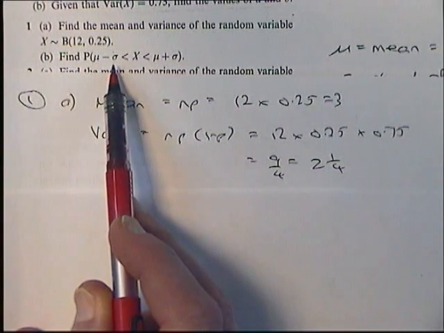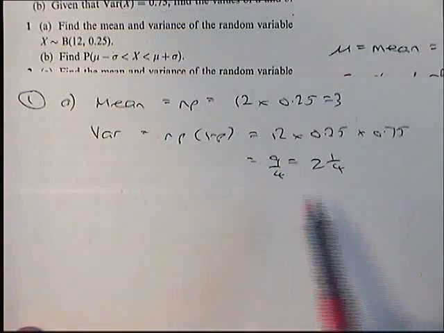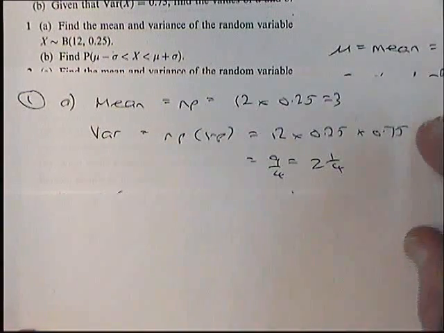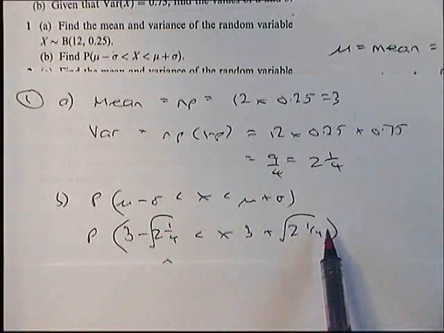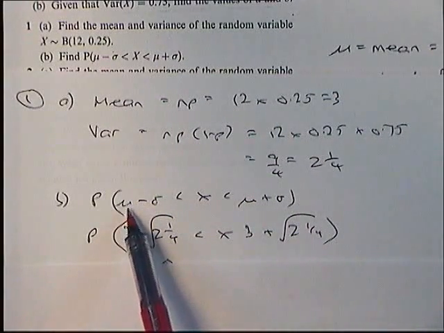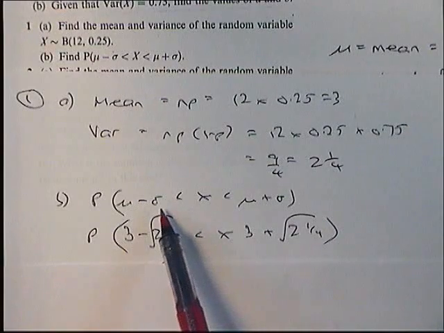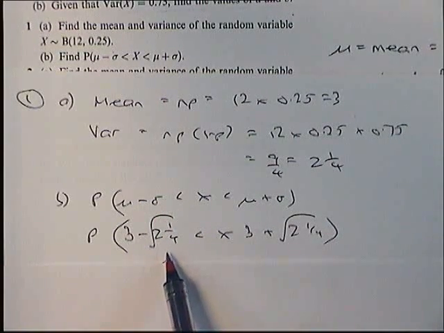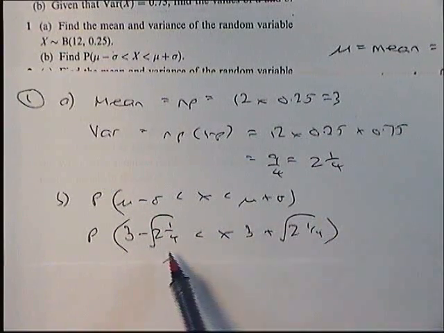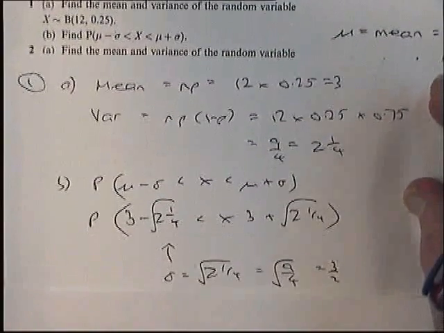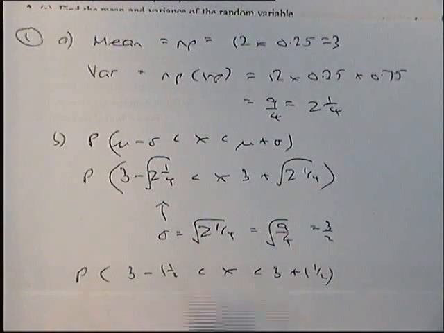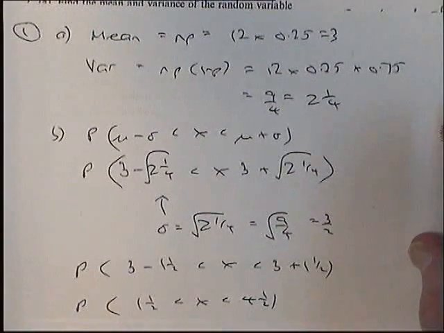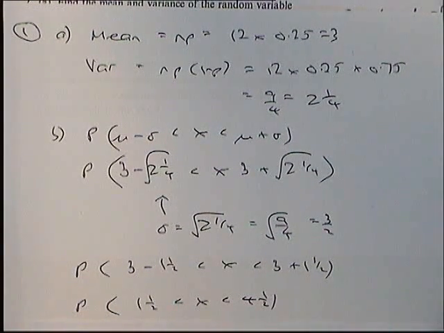Sigma is the standard deviation, that's the square root of the variance. So I've rewritten the question here. All the mu's are the mean, they are 3. The sigma is the square root of the variance. Work those numbers out, and you're looking for the probability x is between 1.5 and 4.5.